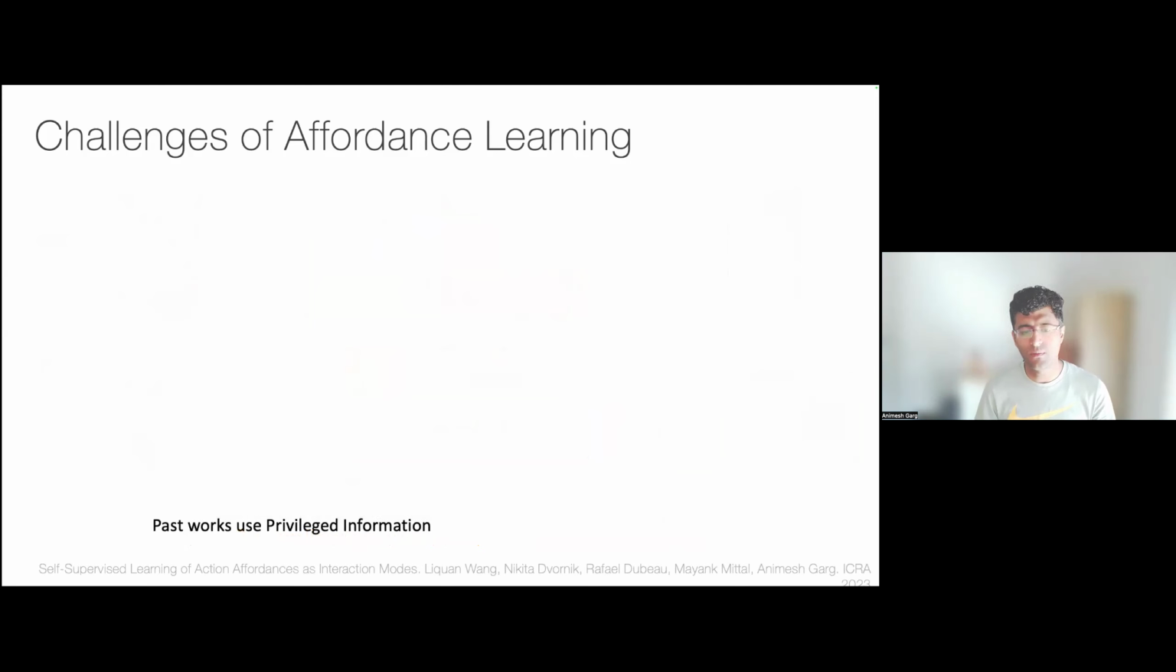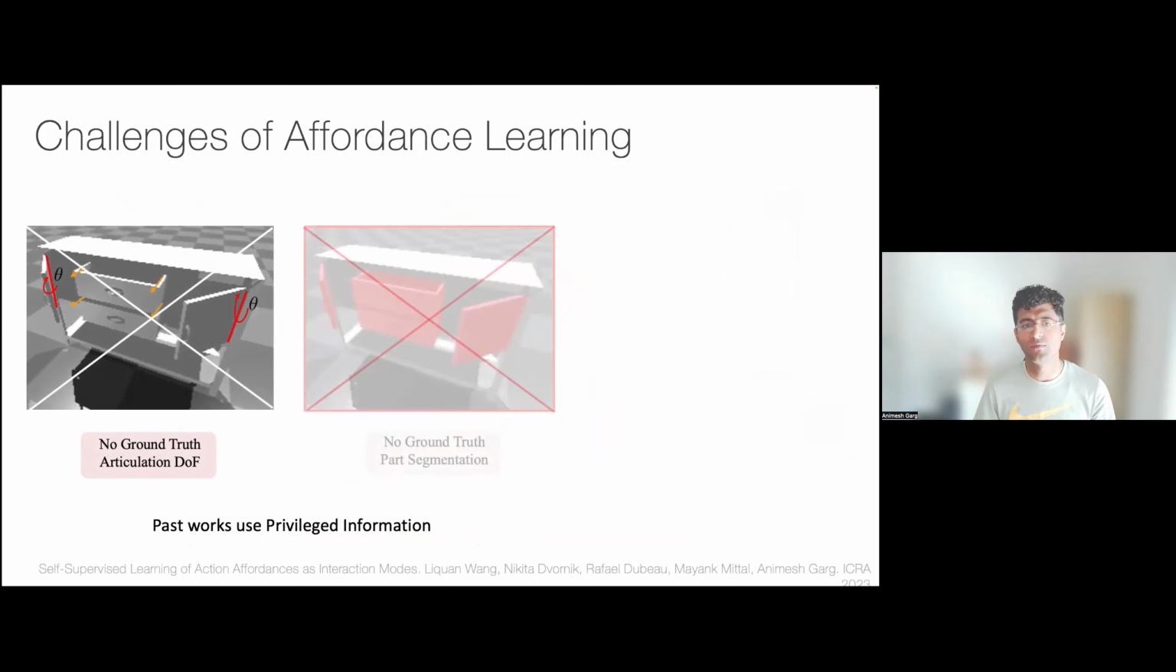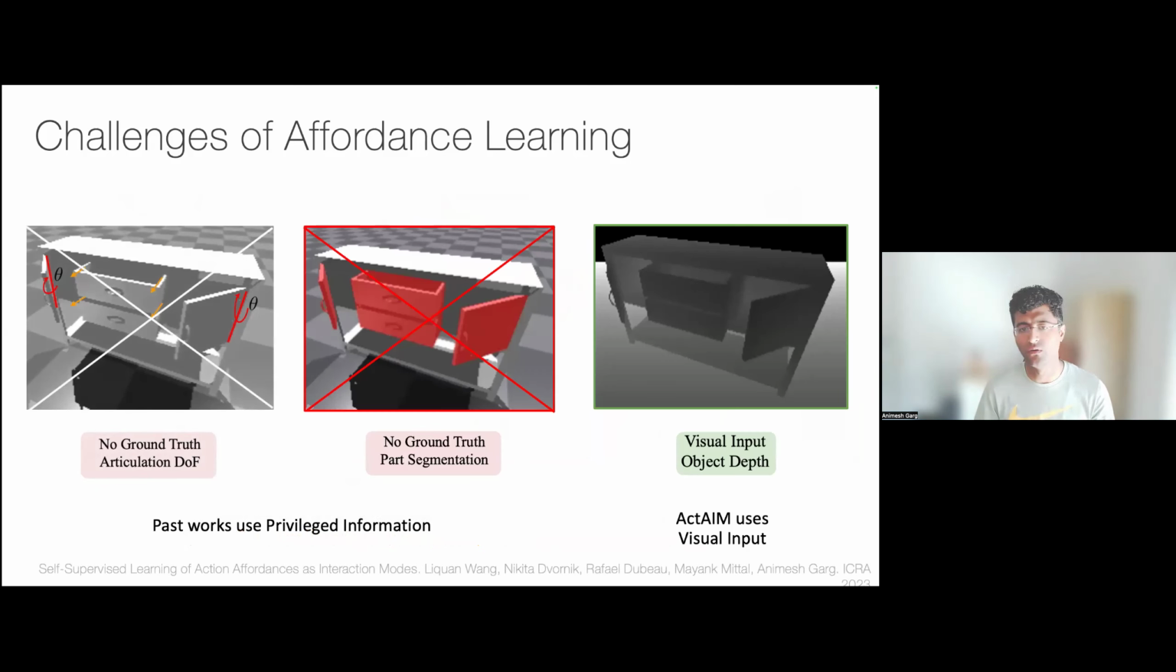But we want to do this in a manner that does not use any sort of privileged information. So during training, we don't assume segmentation. We don't assume access to ground truth models. We operate with only visual information, in this case RGBD, or depth. So in principle, this method can be applied in an online fashion to the real world.